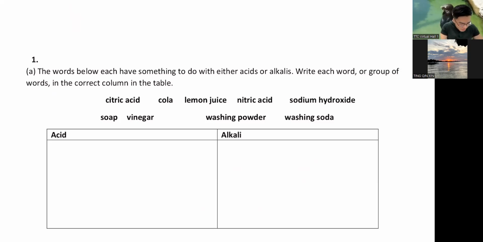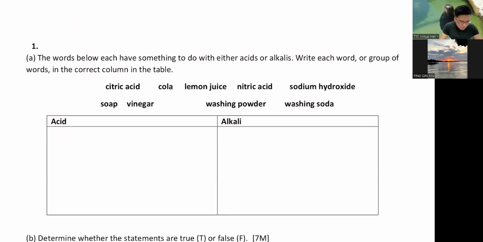Anyway, let's look at number 1. The words below each have something to do with either acid or alkaline. Write each word or a group of words in the correct column. So let's group them. 我们分类哈. Number 1, citric acid. The name also got acid already. Citric acid lor.